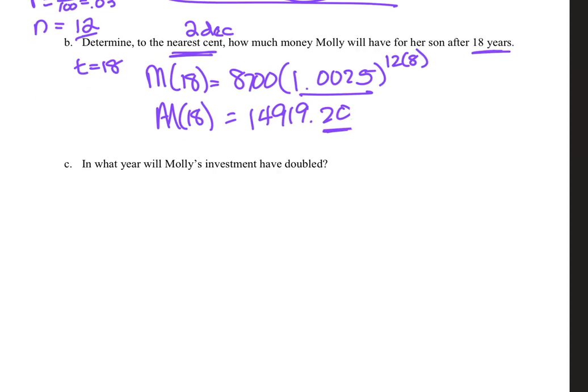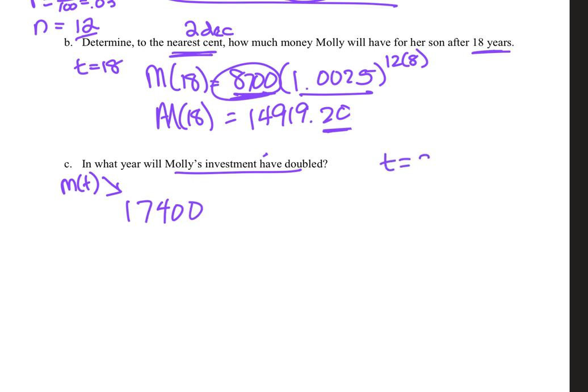In what year will Molly's investment have doubled? Whenever they talk about when will it be doubled, they're always talking about the original investment. Okay, they're never talking about this one, the answer to the above problem. They're always talking about the original investment. So if I double 8,700, I get 17,400, and that's my ending value. This is now going to be my M of t. For this one, we need to figure out what t is. So t is going to be the one that doesn't have an answer yet. That's what we're trying to find.